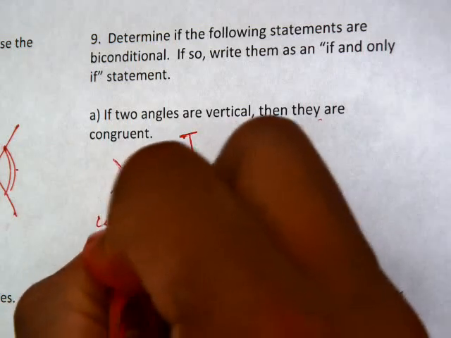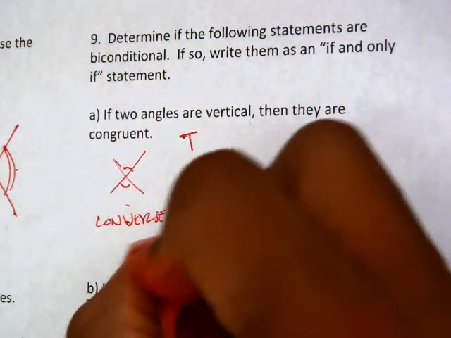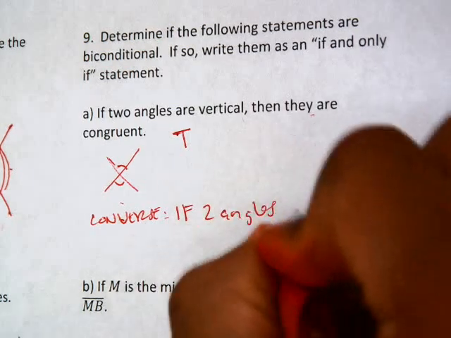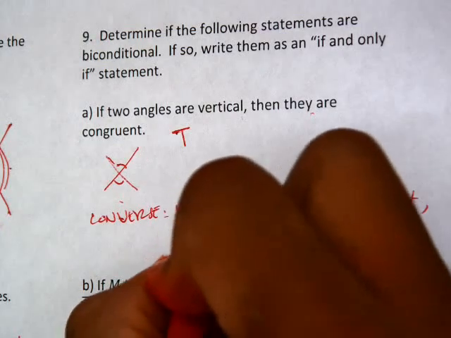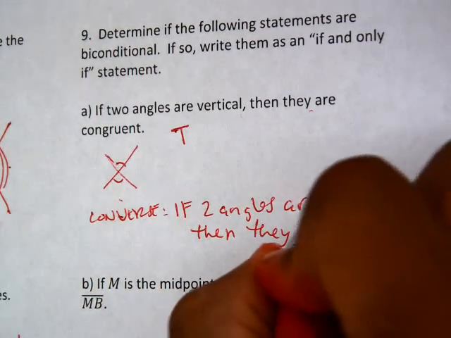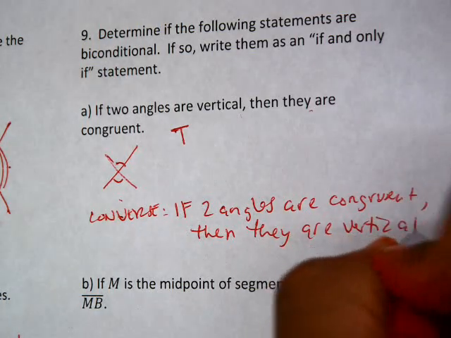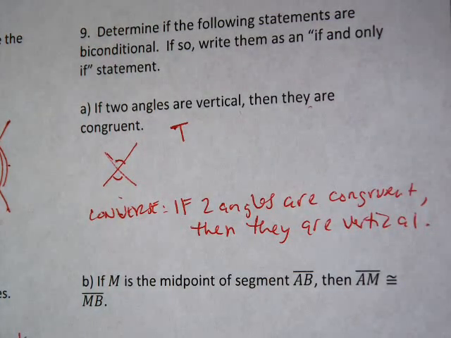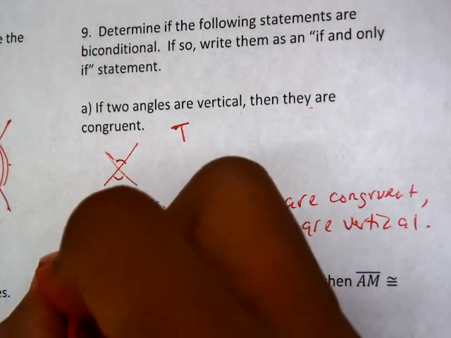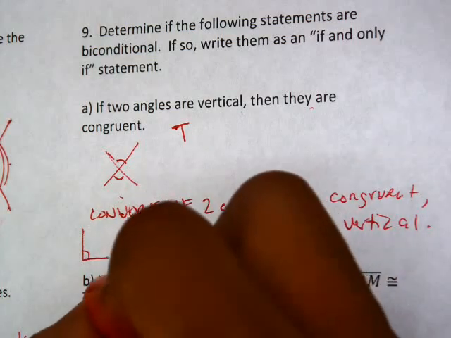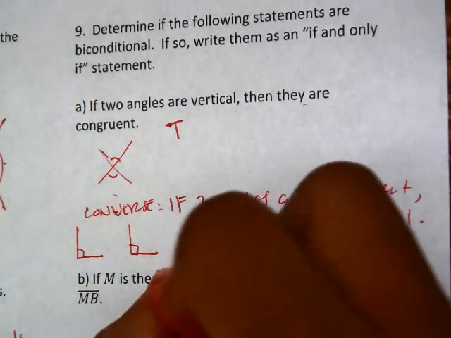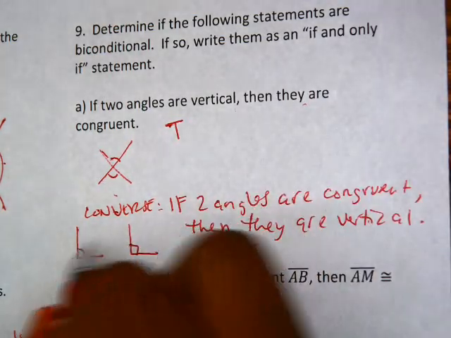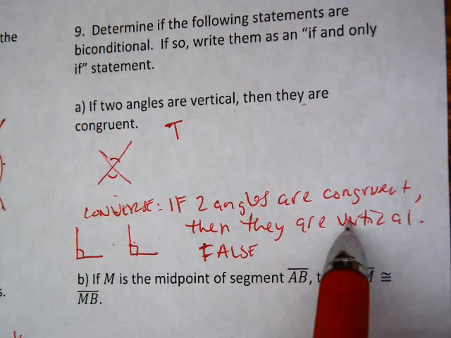We have to check to see if the converse is true. If two angles are congruent, then they are vertical. That's the converse. I have to decide if that's true or not. So let's see. Here are two equal angles. They're both 90 degrees. Are they vertical? These are not vertical angles. They're not adjacent. So this is false. And I created a counterexample here. These are two equal angles. They're definitely not vertical.